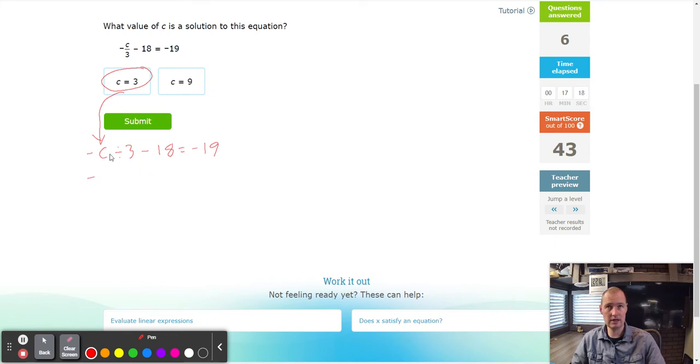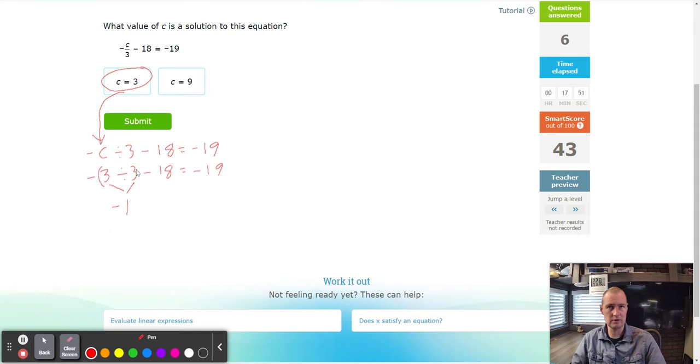So now negative comes down, 3 goes in for c, divide 3, minus 18 equals negative 19. And let's see how well this works. So what I want to do is 3 divide 3 first. Okay, so 3 divide 3 is 1. But if we have a negative out front, that negative just comes down with the 3.